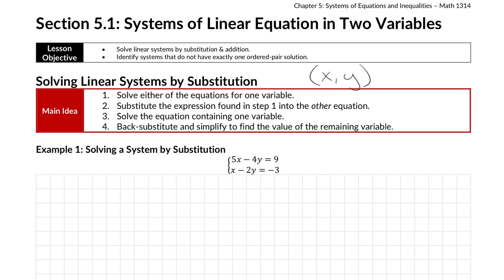We're going to do 2 different methods of solving systems. The first method is called substitution. To solve systems of linear equations by the substitution method, you're going to solve either of the equations for one variable. Now, when you're doing this, you're going to want to choose an easy solve, meaning we're going to want to solve for a variable that's maybe by itself and doesn't have a coefficient in front of it. That would be an easy solve. You'll then substitute the expression found in step 1 into the other equation, solve that equation, back substitute, and simplify.